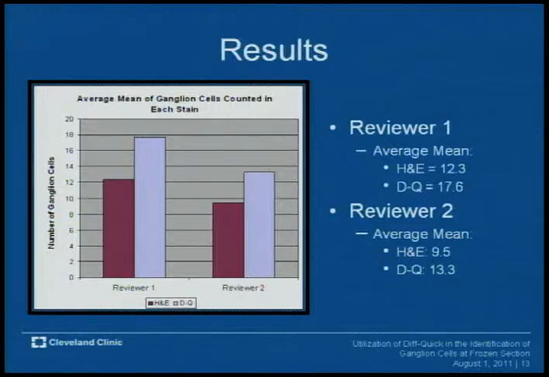The average mean of ganglion cells counted in each stain was calculated using the previous data. The average means of reviewer 1 and 2 in the H&E stains were 12.3 and 9.5 respectively. The average means of the Diff-Quick stains were 17.6 for reviewer 1 and 13.3 for reviewer 2. The mean number of ganglion cells in the H&E stain by both reviewers was 10.9 and 15.5 with the Diff-Quick stain.